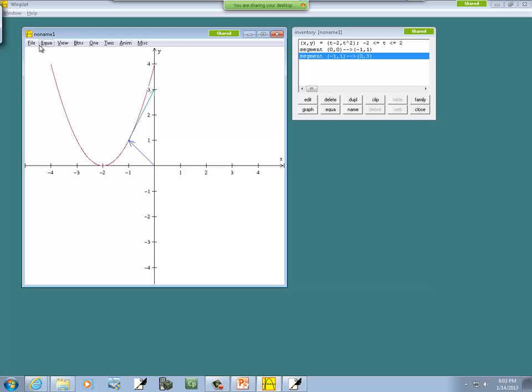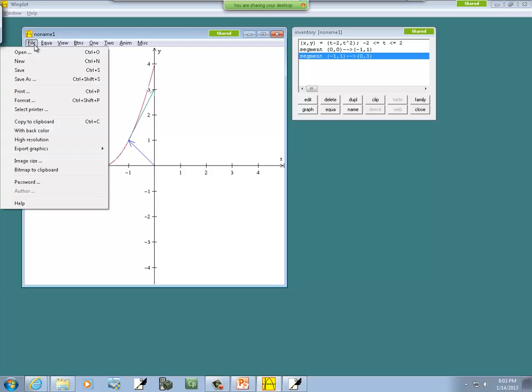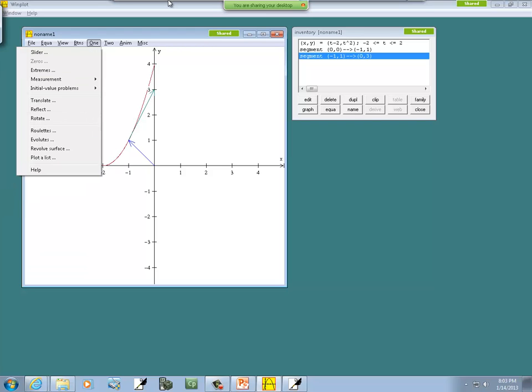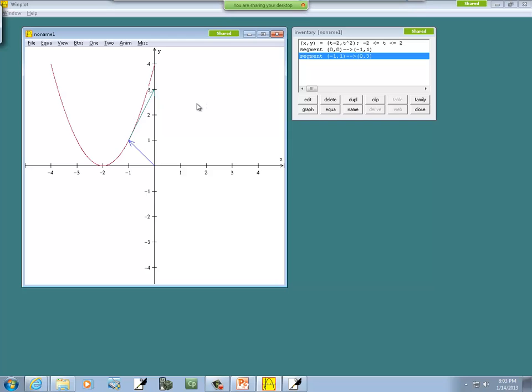Now, if I want to save this, I could do a file, copy to clipboard. Oh, wait, I lied to you. File, bitmap to clipboard, and then go into Word and paste that in. And then you could print that off if you want to turn that in. I'd recommend using some kind of utility like this for coming up with your graphs. They'll be much cleaner than trying to do it by hand.